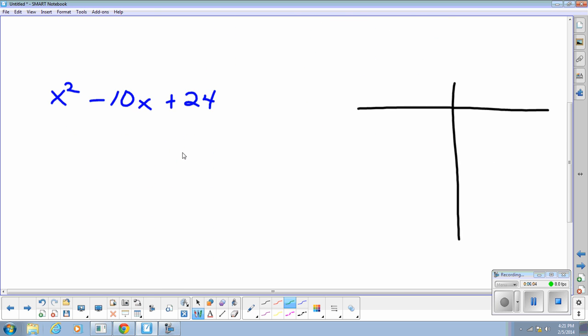Let's look at another trinomial here. This one has a negative in the middle and a plus. So now let's take a look. That means I have to have negative numbers that multiply to a positive number, because my middle term is negative, so I have to have things that add up to negative 10, but they also multiply to positive 24.